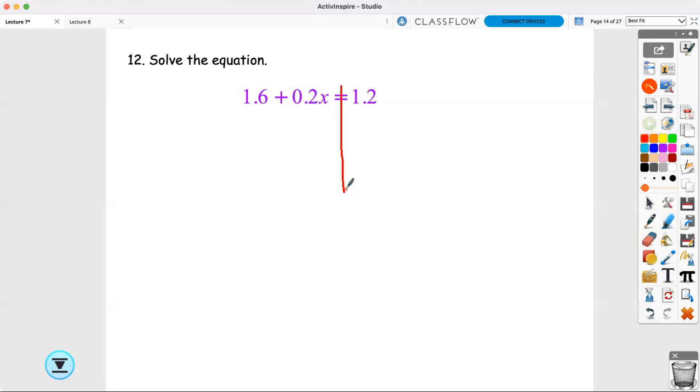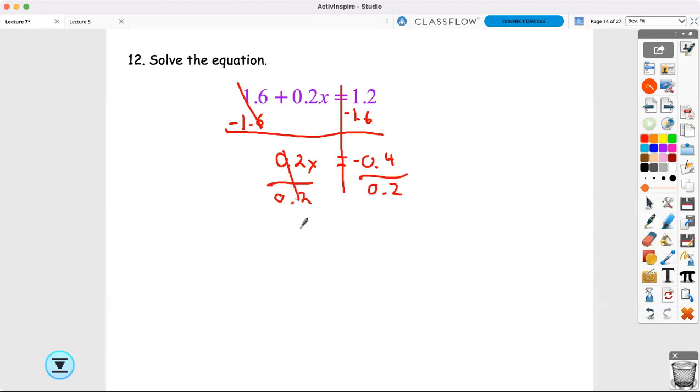x alone. So to move a positive 1.6, we're gonna subtract it. It'll be minus 1.6 on both sides. This cancels out, bring down the 0.2x equals negative 0.4. Divide both sides by 0.2. And then we get x equals, plug that into your calculator.